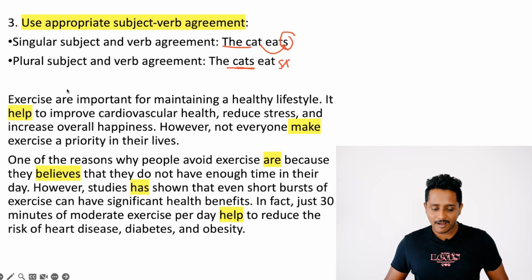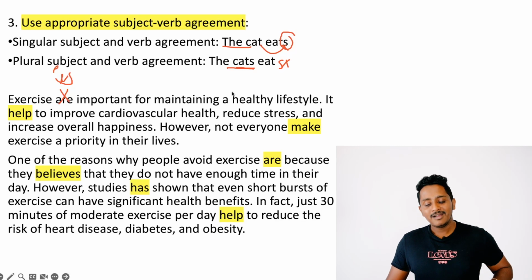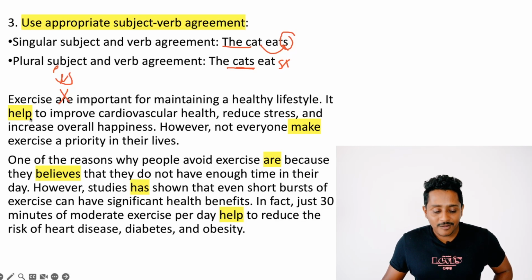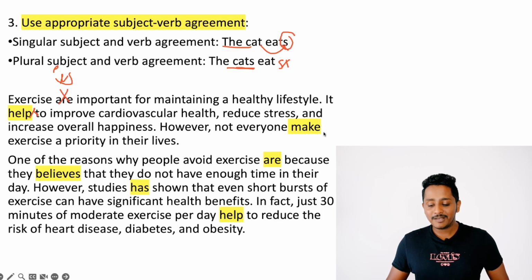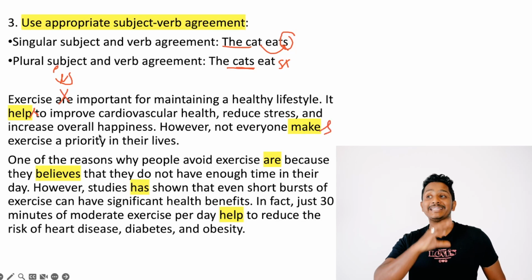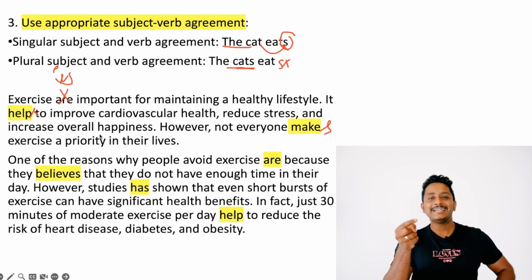So now "exercise are" is wrong. Exercise is: subject verb agreement. "It help" is wrong. It helps. Not "everyone make"; everyone is. So it is "he is", "he makes".